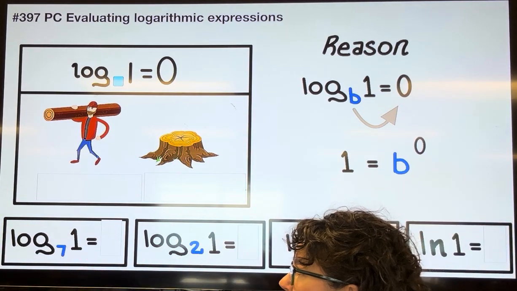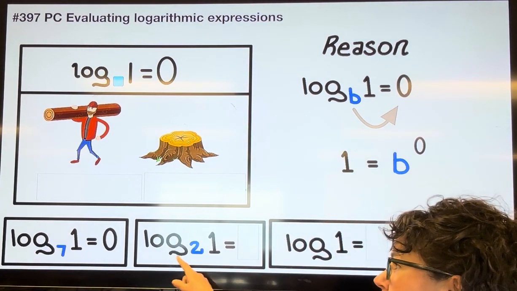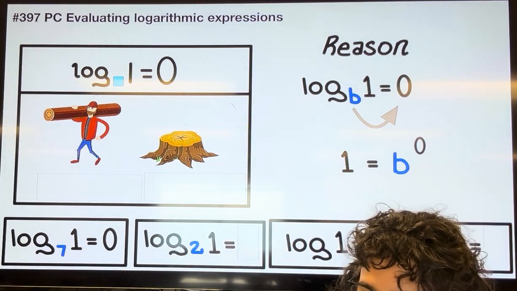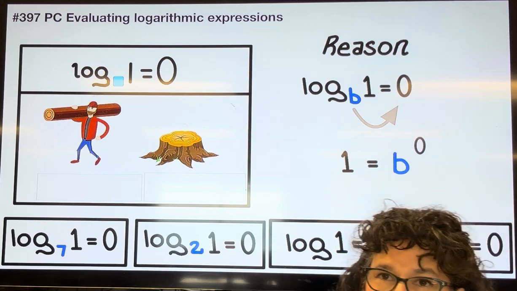Running through these very quickly, log base 7 of 1, well, that's 0. Log base 2 of 1, that is 0. Log, this happens to be base 10, of 1 will equal 0. And natural log, which happens to be base e, of 1 is equal to 0. So the first takeaway is a logarithm of 1 always equals 0.